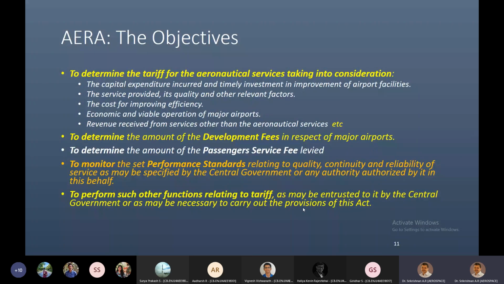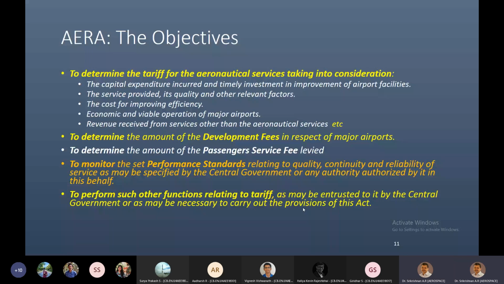So AERA is also going to evaluate all these and then decide what the charges levied for each service should be. So that's the first category of objective, that is, to determine the tariff considering all these factors. And then, determining the amount of development fees in terms of the major airports. As I mentioned earlier, the role of AERA pertains to the major airports.